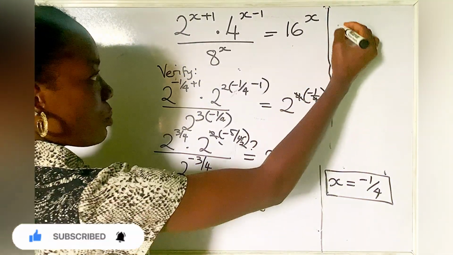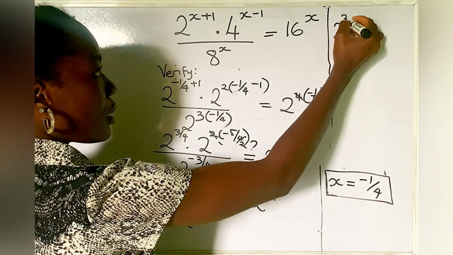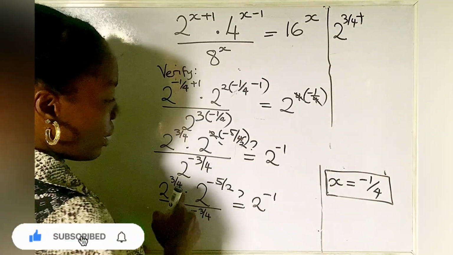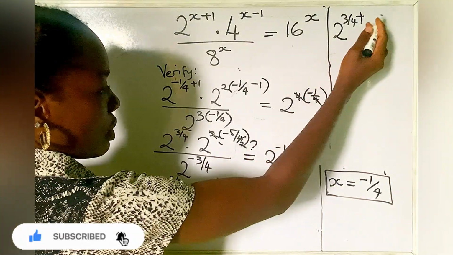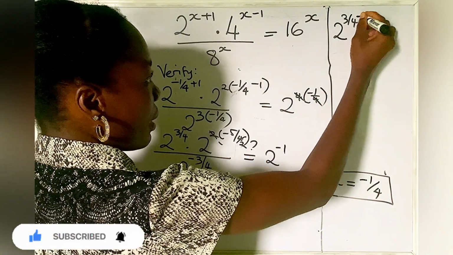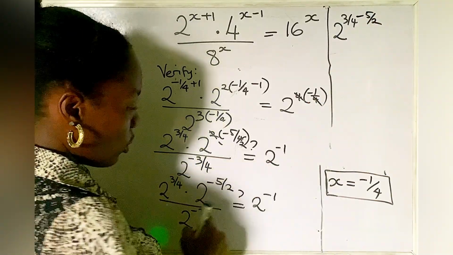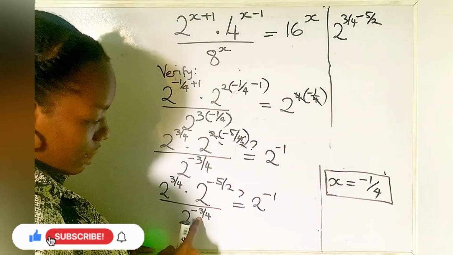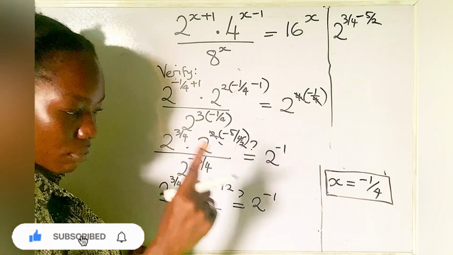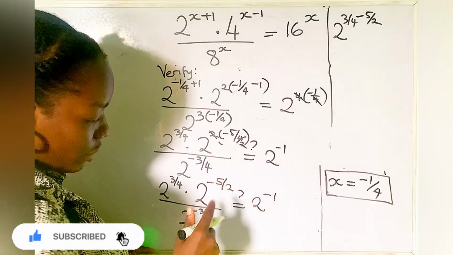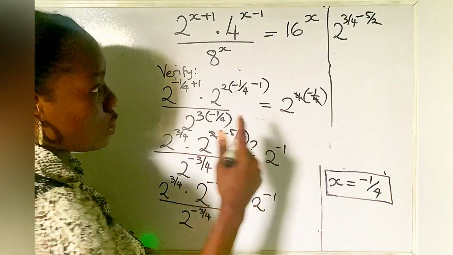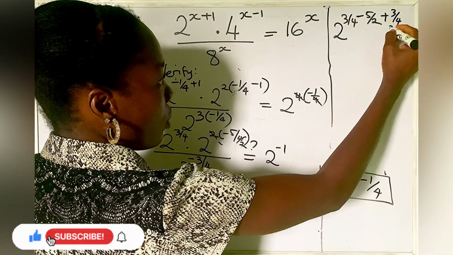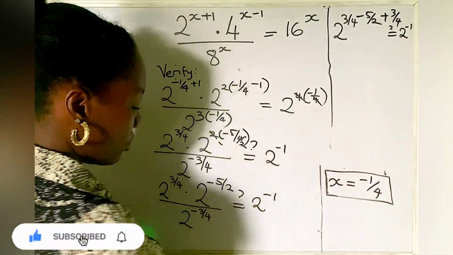So now this becomes 2 to the power of 3/4 plus, now because we have a minus here, plus minus is going to give us minus. So we'll have -5/2. Now we want to bring out this exponent, okay? But in doing this, we have to make it a subtraction. So subtraction is going to give us plus. So we have plus 3/4. Now, is it equal to 2 raised to the power of -1?